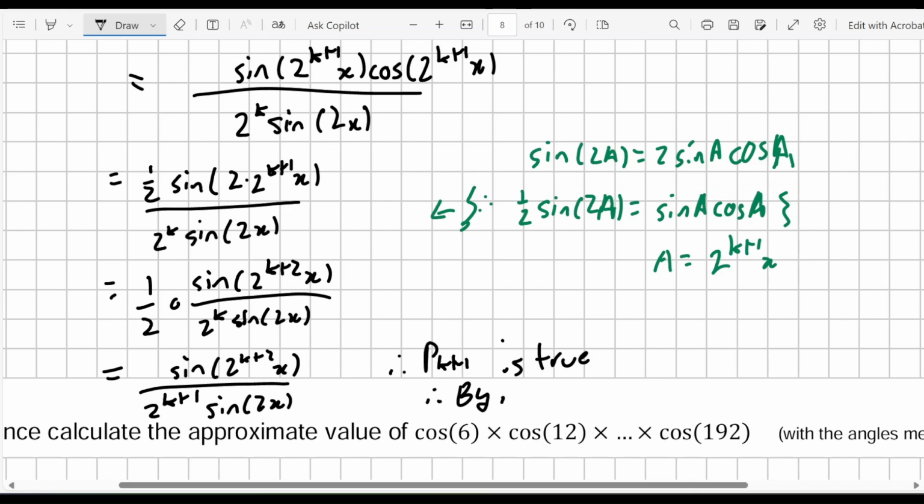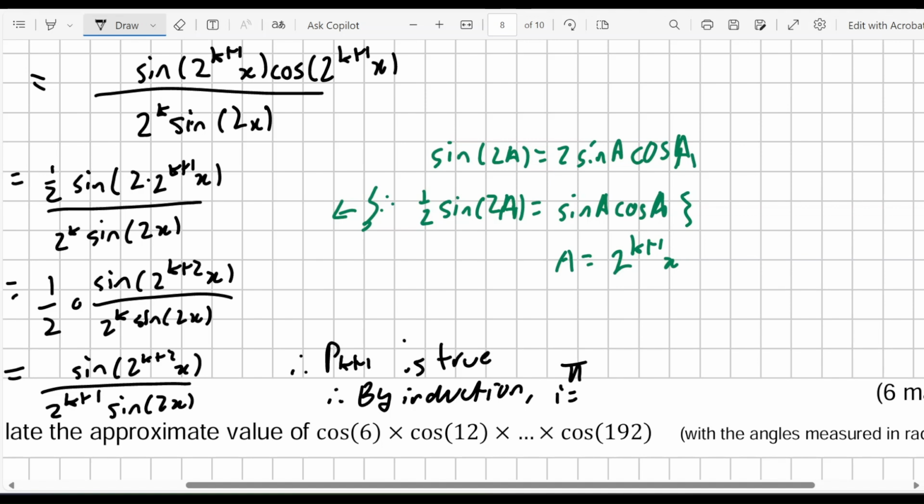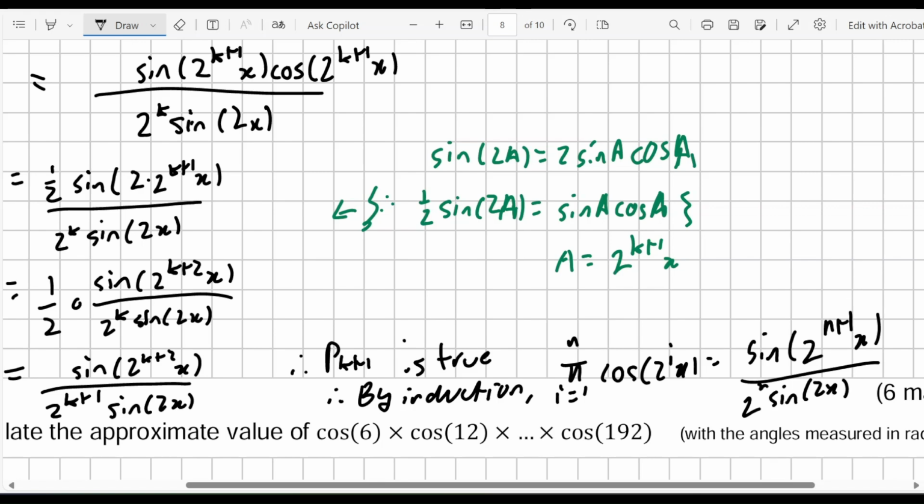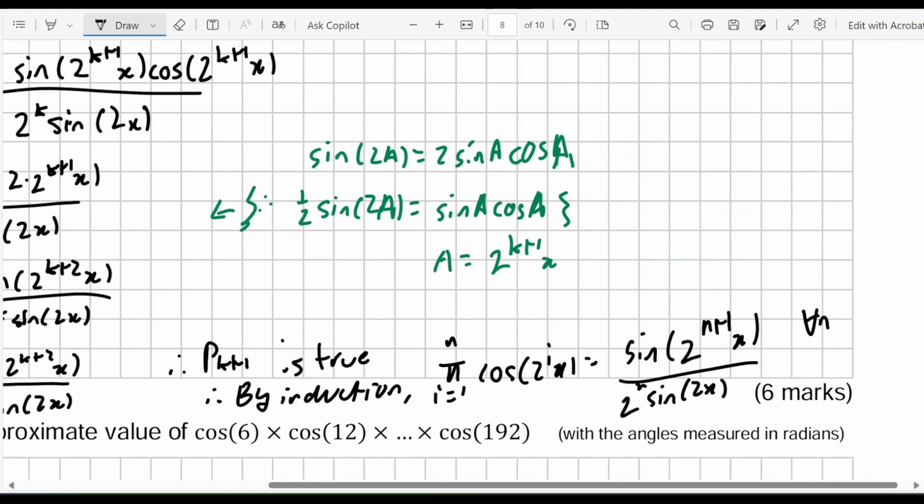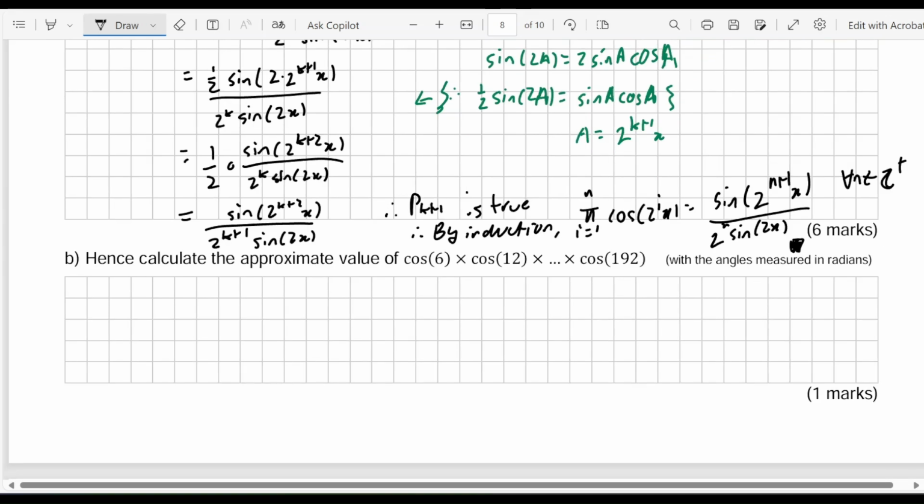Therefore, by induction, the product from i equals 1 to n of cos of 2^i x is sine of 2^(n+1) x over 2^n sine of 2x for all n in the positive integers. Wonderful. Hence, calculate that approximate value.